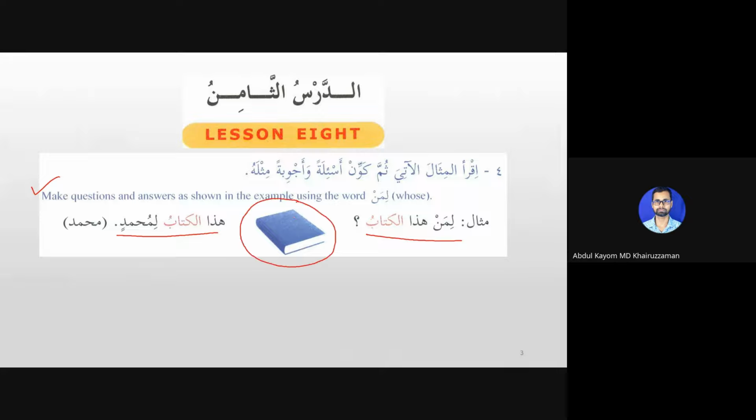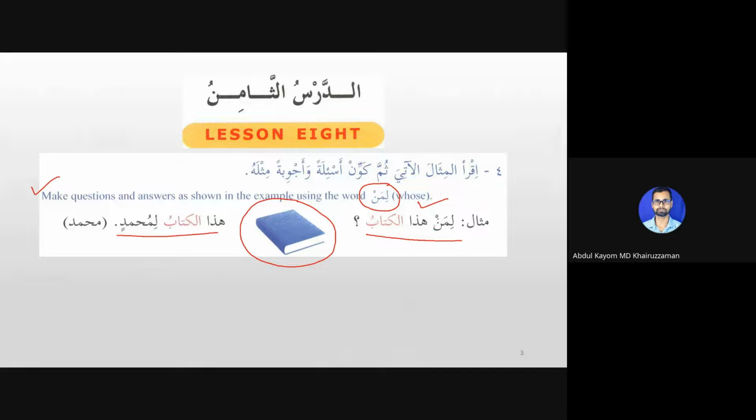So this is a picture of a book, right? So you will ask, whose book is this? That will be your question, right? So we have learned earlier that this construction liman means whose or to whom does something belong. So we ask like liman. When we say this book, we say hadal kitabu, right? Hadal kitabu means this book.